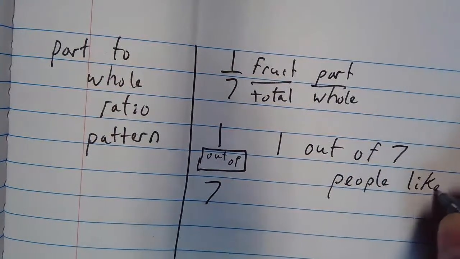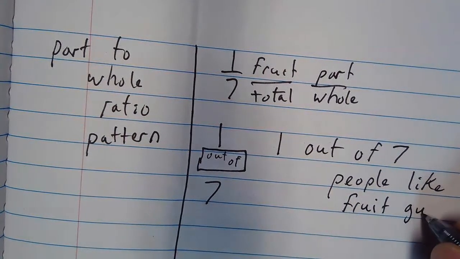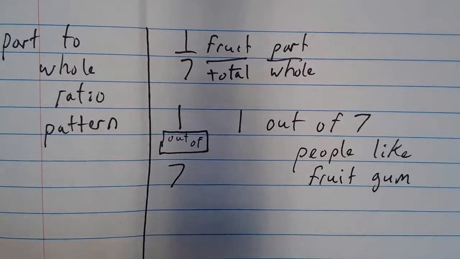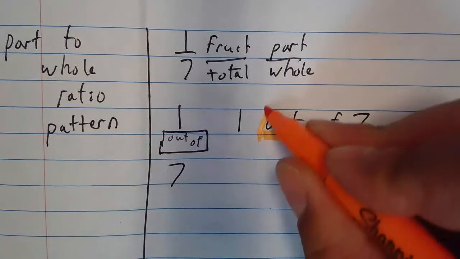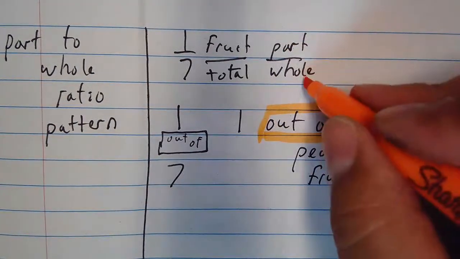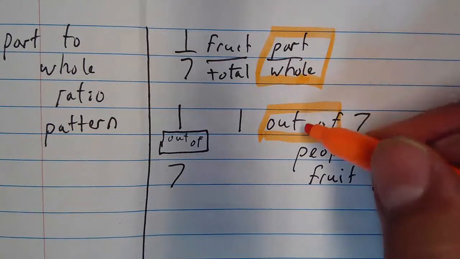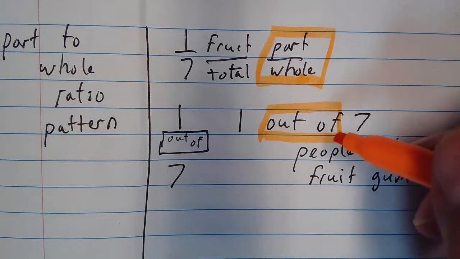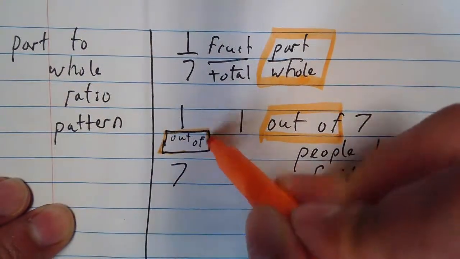1 out of 7 people like fruit gum. The magic pattern to remember is out of. For a part to whole situation, the pattern to remember is out of. 1 out of, or 2 out of, whatever the ratio is, that's the pattern.